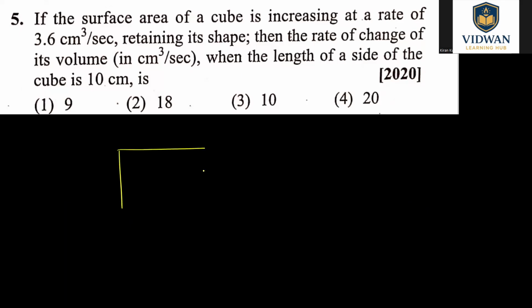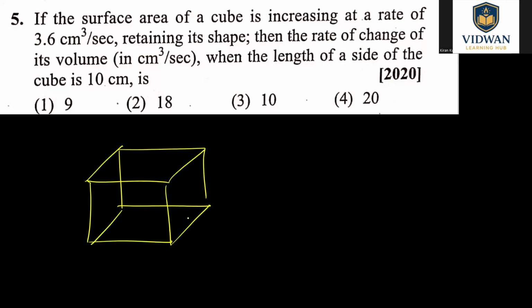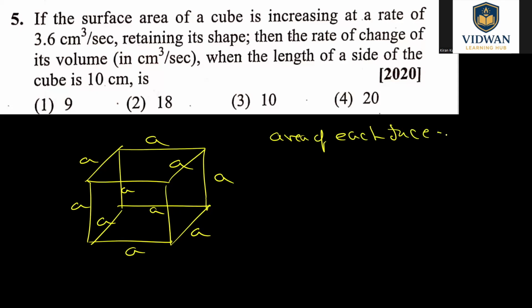So when you draw a cube, each face of a cube will be a square and there will be 6 faces. So what is the area of each face? Each face is a square. What will be the area of each face of a cube? So area of each face, if you write down, each face is a square. What is the area of a square? Side square, a square.